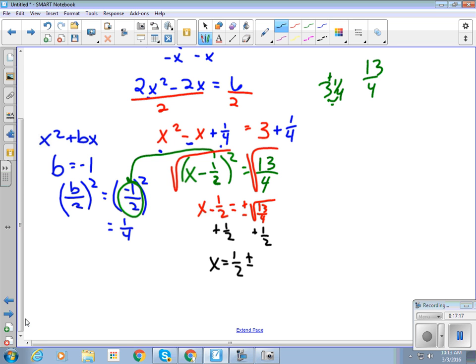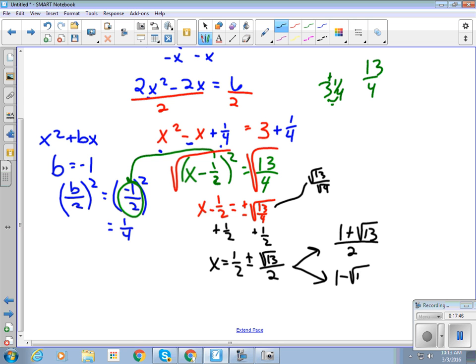That is equal to the square root of 13 over the square root of 4. We know what the square root of 4 is. It's 2. So I can say that my two answers are, and I have a common denominator, so I can combine these two together. So my first answer is 1 plus square root of 13 over 2, and 1 minus the square root of 13 over 2.